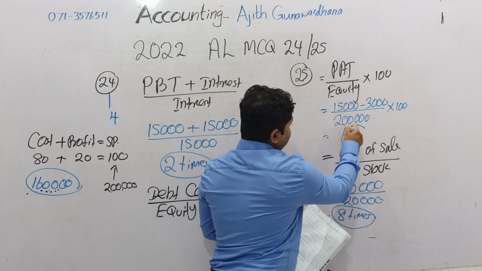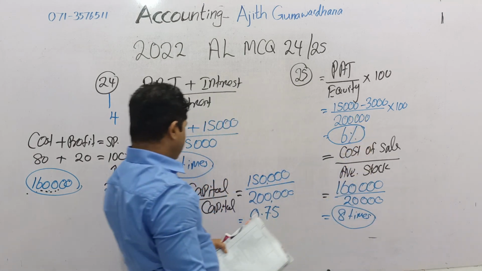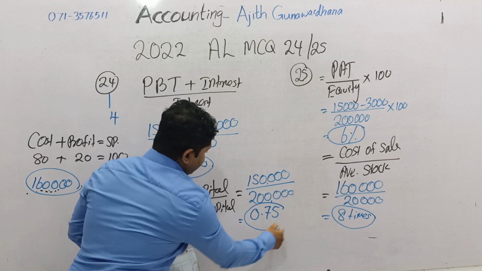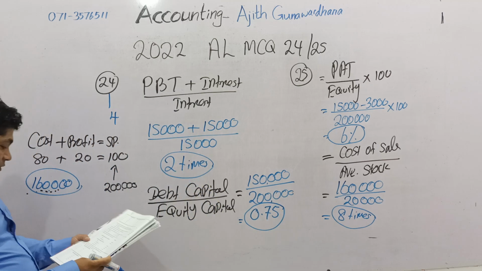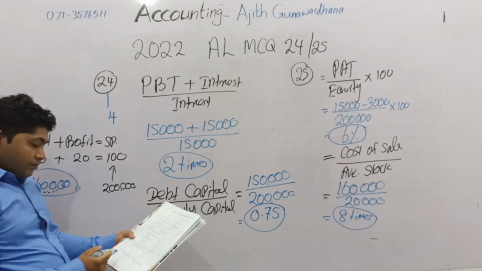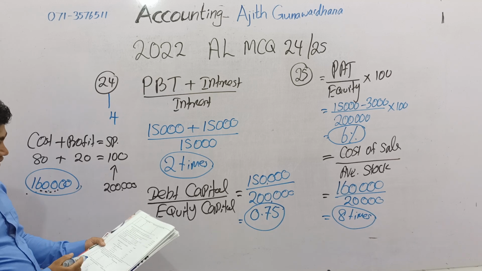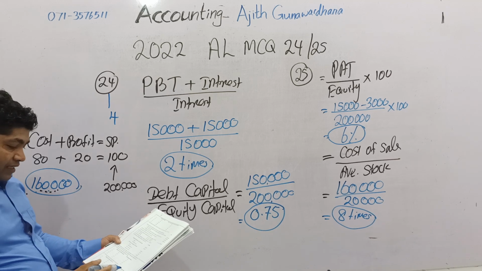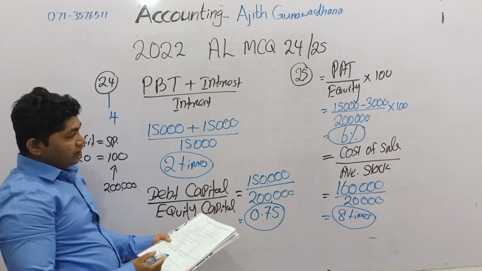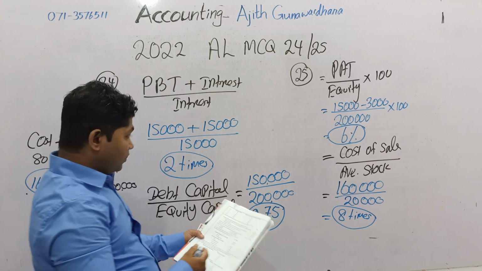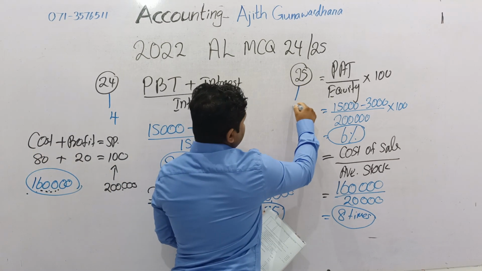And return on equity ratio equals 6%. Right. Therefore, the answer for question 25: return on equity ratio equals 6% and inventory turnover ratio equals 8 times. Therefore, the answer is the third one.